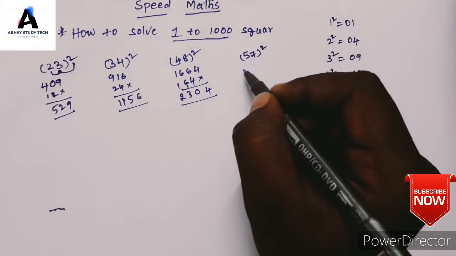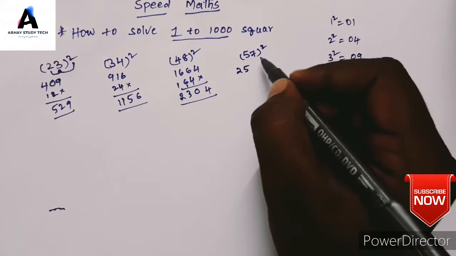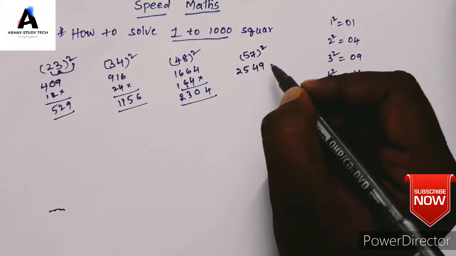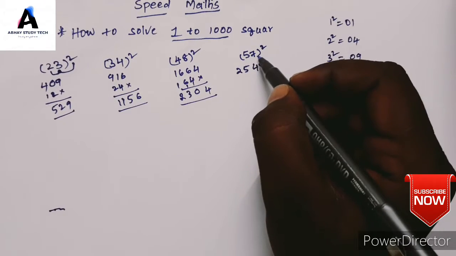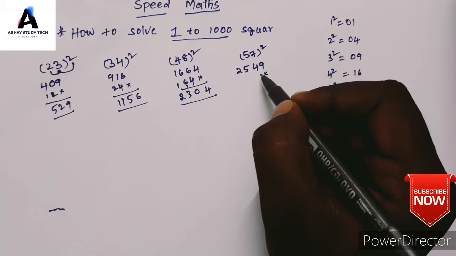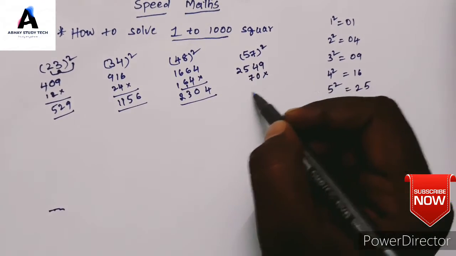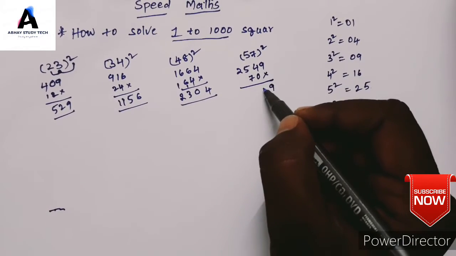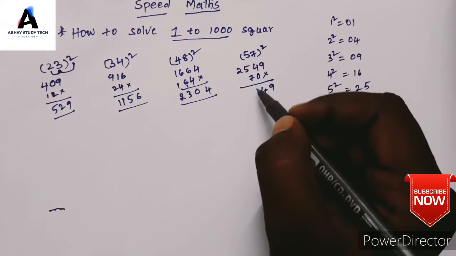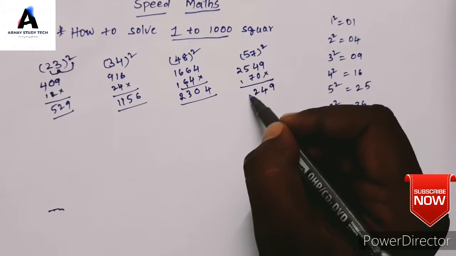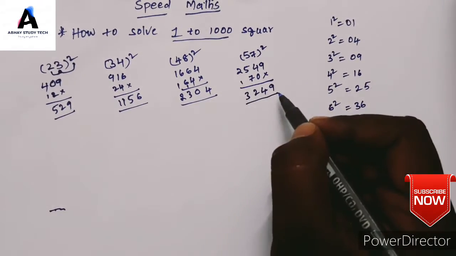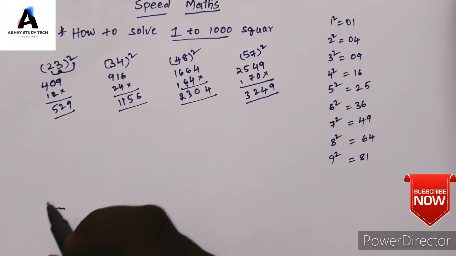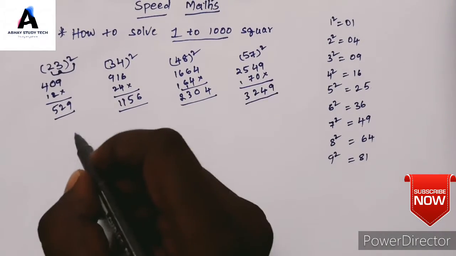Friends, 5 square is 25. 7 square is 49. 5 7s are 35. 35 2s are 70. Leave the unit place and write it. 70. 9. 0 plus 4, 4. 5 plus 7, 12. 1 is carry. 1 plus 2, 3. 3 to 4, 9. Another example, friends. 64 square.